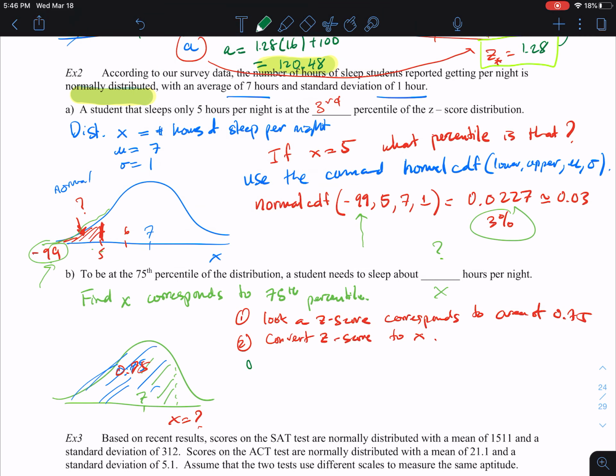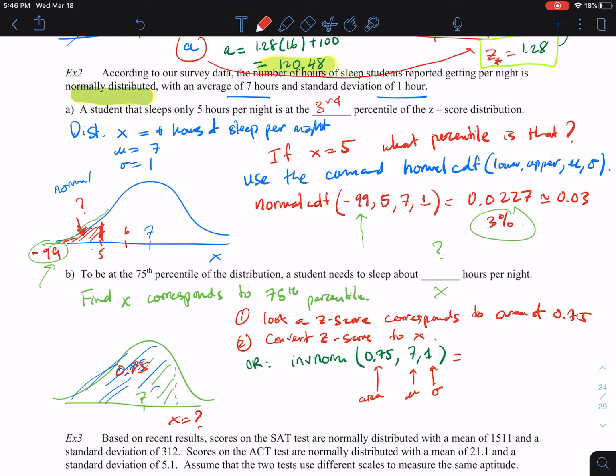to use the command invert norm, and this is under the distribution list again. You go second vars, which will give you distribution, and you bring up invert norm. I believe that's option 3. Okay, what is the number of hours of sleep a student gets per night at the 75th percentile? So that's 0.75, and then the mean will be 7, and the standard deviation is 1. So this is your mean, this is your standard deviation, and this is the area or percentile.